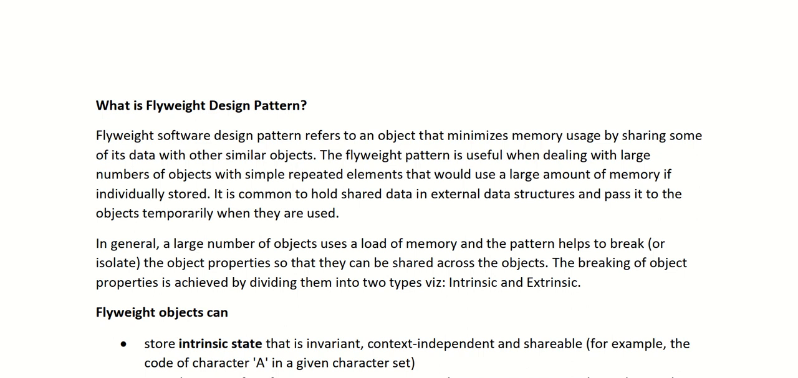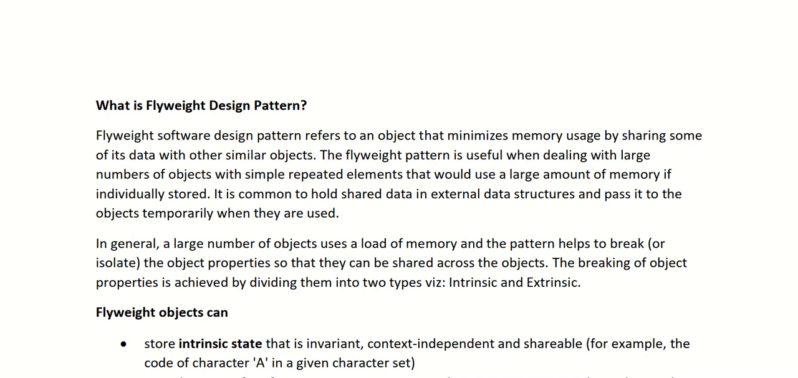similar objects. Okay. The flyweight pattern is useful when dealing with a large number of objects with simple repeated elements that would use a large amount of memory if individually stored. It is common to hold shared data in external data structures and pass it to the objects temporarily when they are used. Okay. In general, a large number of objects uses a load of memory, and the pattern helps to break or isolate the object properties so that they can be shared across the objects.